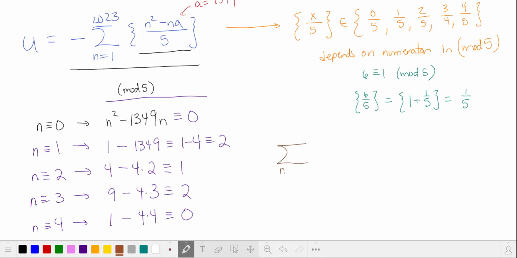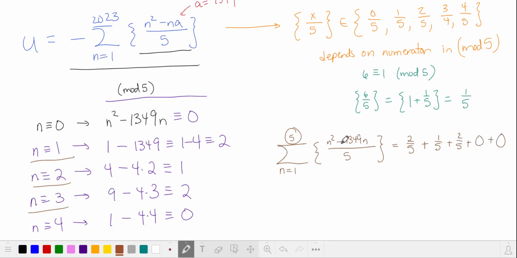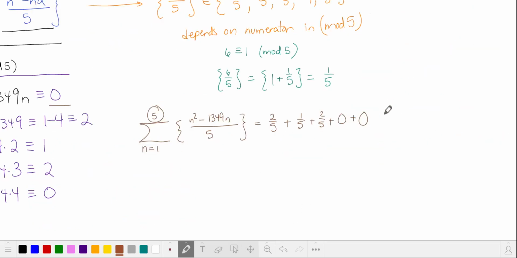Let's just count the first 5 fractional parts. When n is equal to 1, that's 1 in mod 5. Our numerator is going to be 2 in mod 5, which means the fractional part is going to be 2/5. When n is equal to 2, our numerator is going to be 1 in mod 5, so the fractional part is 1 over 5. And so on for n equals 3, n equals 4, and n equals 5. Back up here. The sum of our first 5 fractional parts is 1.